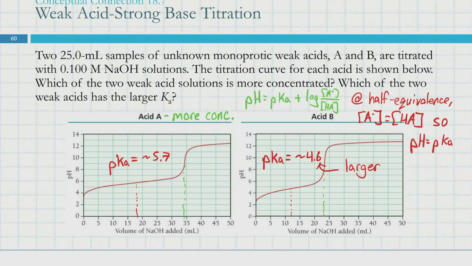And that correlates with a larger Ka. You can do 10 raised to the negative pKa, and that one will be slightly bigger. They're both really small, but that one's bigger.